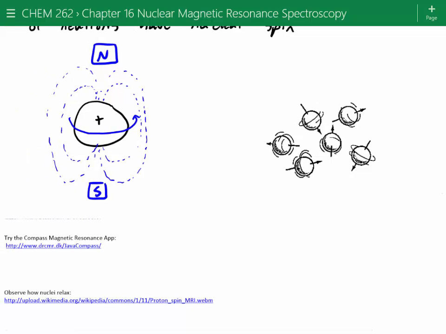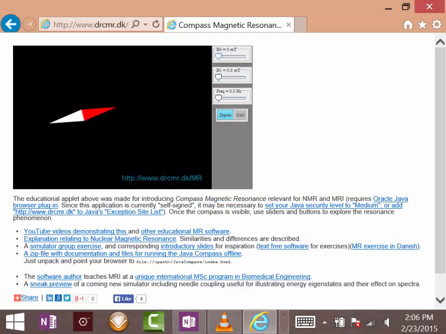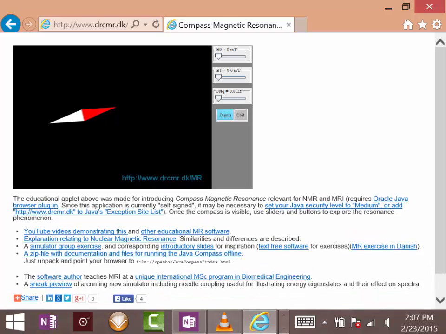But let's take a look at this app. I've got the app on here. You guys are welcome to pull it up at home if you'd like to. But I think it does a nice job of explaining how the spectrometer actually works. So let's say we do have this north and south pole. We can think of it like a compass, right? So I've got this compass over here.